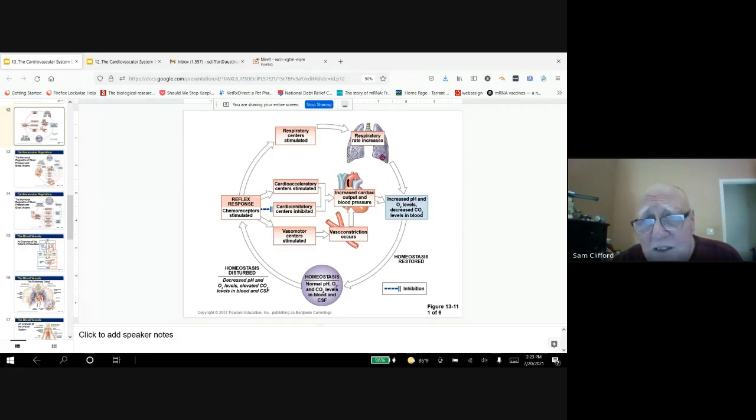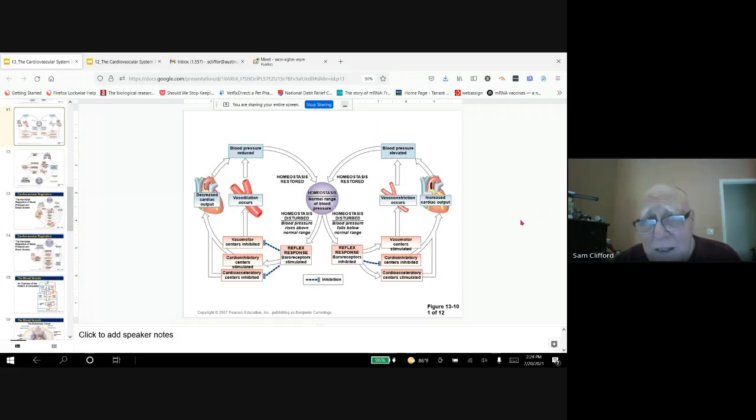So with increased breathing rate, that means more CO2 is going to be removed from the blood. As CO2 is removed, pH goes up, becomes less acidic, and increased oxygen levels occur. So that takes care of that.